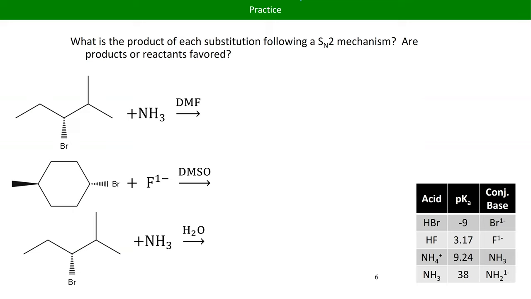All right, so let's do some practice with SN2. No, these are the ones we already did. And then.